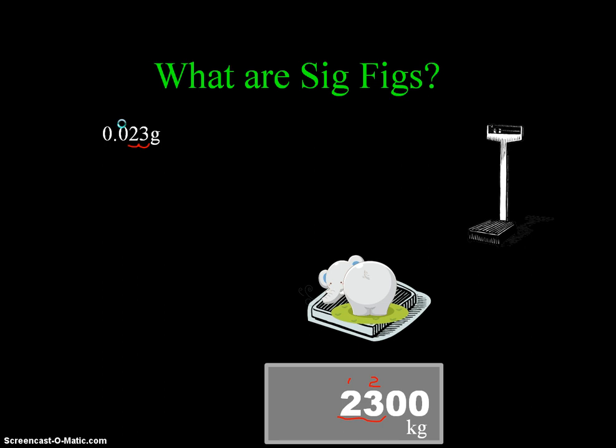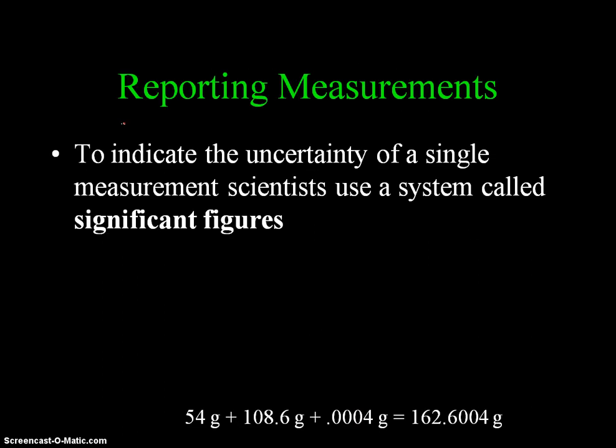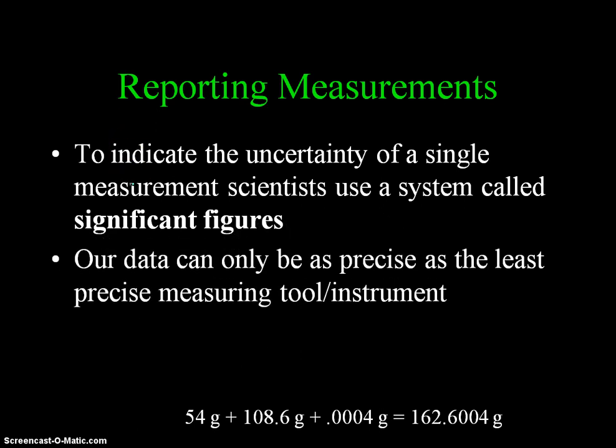All right, let's take a look at what this is going to mean for us. When we report our measurements, we're going to indicate the uncertainty of a measurement in the system that we call sig figs, that thing that your crazy teacher has been rambling on about, right? Since our data can only be as precise as our least precise instrument, we need to round our final answer, and in some cases our answer after each different type of conversion, to the correct number of sig figs, or sig digs for significant digits, okay? Based on the precision of the least precise instrument.